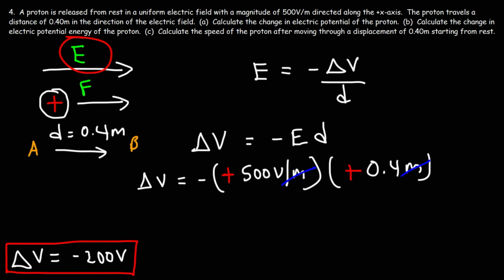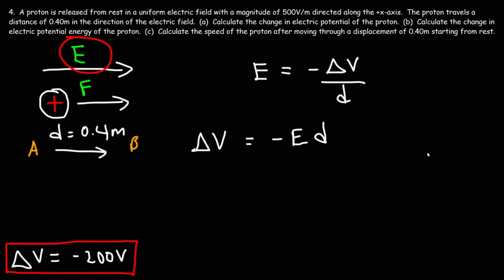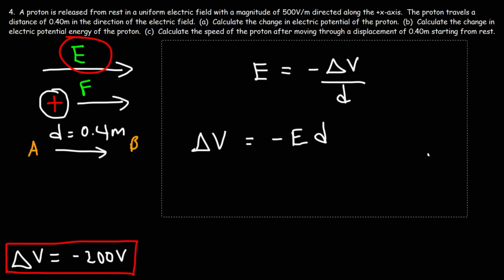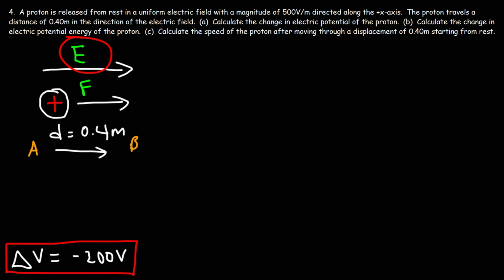Now, does this answer make sense? Should the change in electric potential be negative, or should it be positive? Let's see if we can make sense of the answer. But first, let's clear away a few things. What you need to understand is that the electric field will always travel from a region of high potential to a region of low potential.